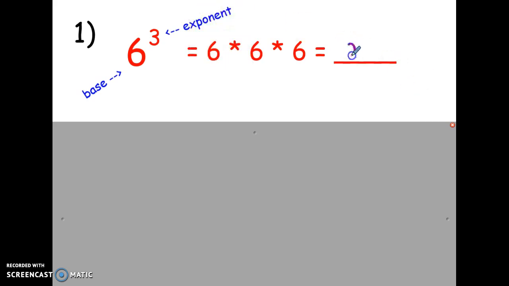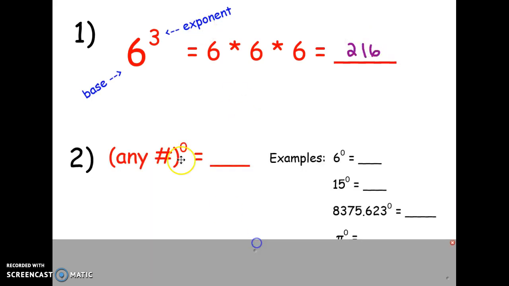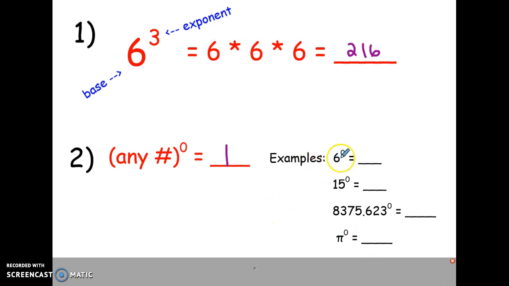When you look at the next part of my quick review, we've got to talk about how sometimes, and it's strange to have this, but sometimes we have an exponent that's a 0. And in math, any number raised to the 0 power actually has a value of 1. We'll discuss why that is soon, but doing examples, it doesn't matter what number it is. 6 to the 0 power is 1. 15 to the 0 power is 1. Even 8,375.623 to the 0 power is 1. Even an irrational number like pi raised to the 0 power is 1.